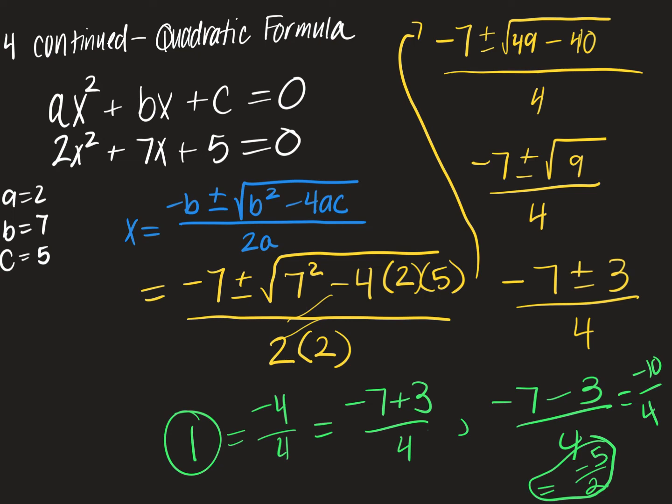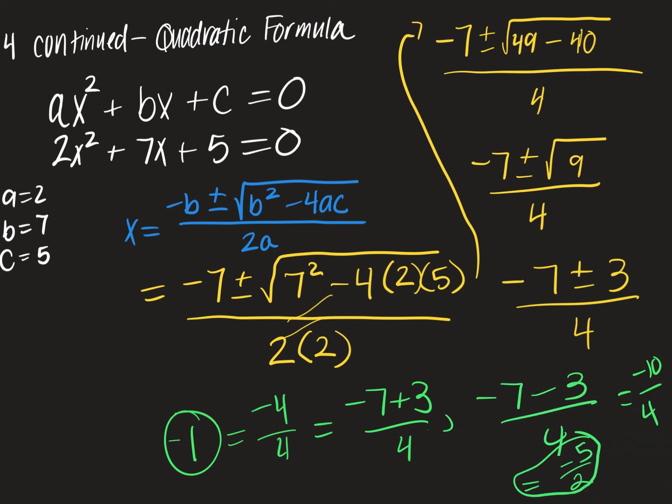Okay, so again, we have a plus or minus here, right? So that means we have to do negative 7 plus 3, which is what I did here. And then I have to do negative 7 minus 3, which is what I did here. So I'm doing negative 7 plus 3, which is negative 4, and then divide that by that 4. Get my negative 1. And then the same over here. I did negative 7 minus 3, got negative 10 over 4, and then simplified it to negative 5 over 2.